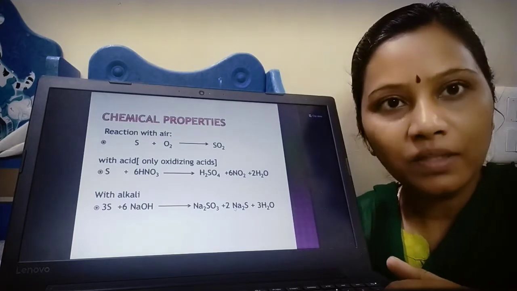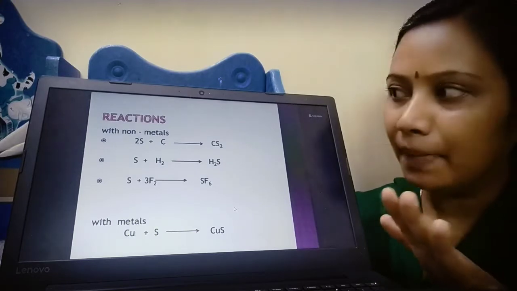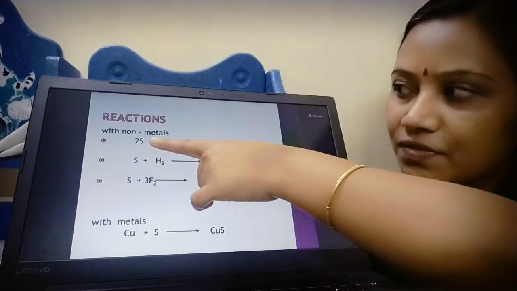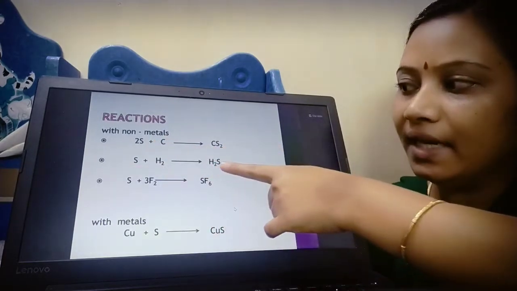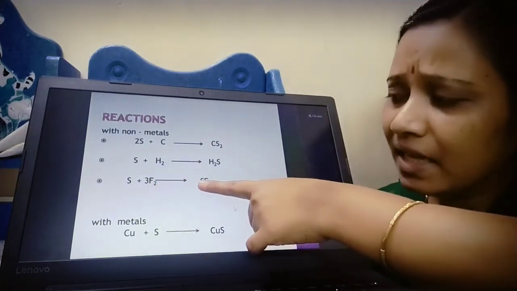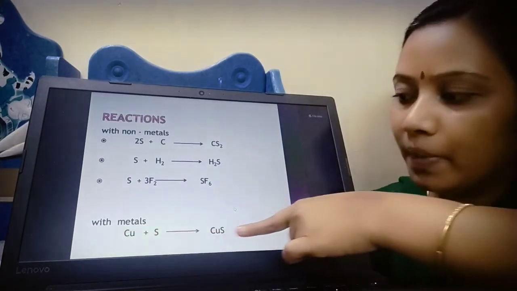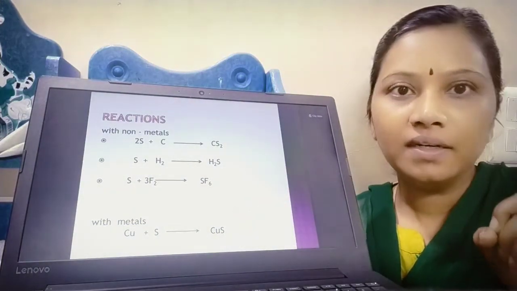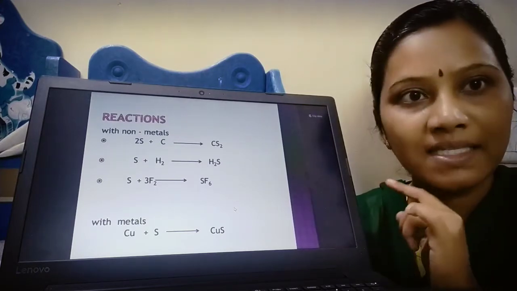As I told you, all the reactions of this chapter are very direct. Now the reaction of sulfur with metals and other elements. When sulfur reacts with carbon, you will get carbon disulfide. When it reacts with hydrogen, you will get hydrogen sulfide. When it reacts with fluorine, you will get sulfur hexafluoride. When sulfur reacts with metals like copper, you will get copper sulfide. So, just like nitrogen formed hydrides, sulfur is going to form sulfides here.